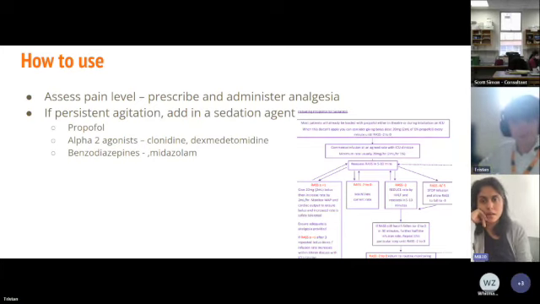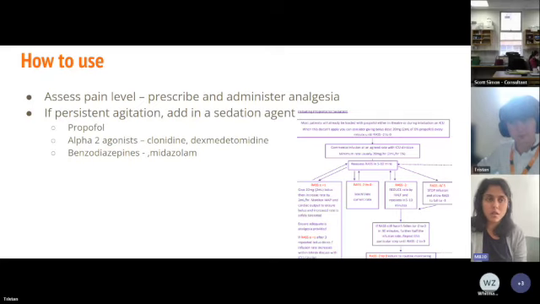It's more referring back to the guideline, which goes through how you would assess for delirium, pain, and agitation a lot better, and then has lots of flow charts which are really useful to direct what pharmacological agents you're going to use. But essentially, as Tristan's already said, once you've assessed a patient's pain level and you've prescribed and administered analgesia, that might be enough to solve the problem of agitation within the patient. But then if there is persistent agitation, that's when you would add in a sedative agent.